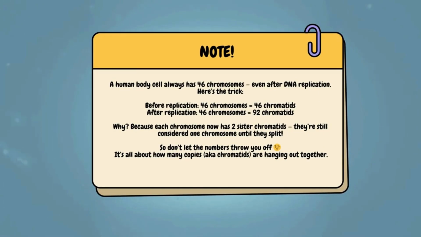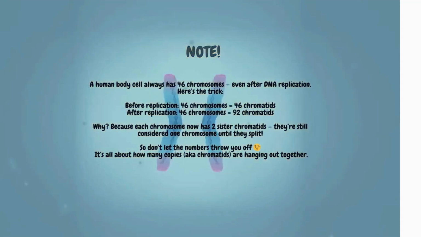We should also note that your body cells always have 46 chromosomes even after DNA replication. Before replication, that's 46 chromosomes and 46 chromatids. After replication, it's 46 chromosomes, but now with 92 chromatids. That's because each chromosome has been copied. It now has 2 sister chromatids, but it's still counted as one chromosome until they split.